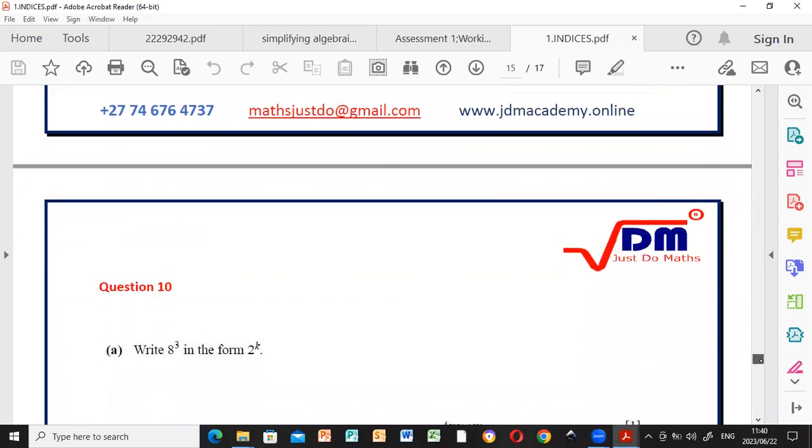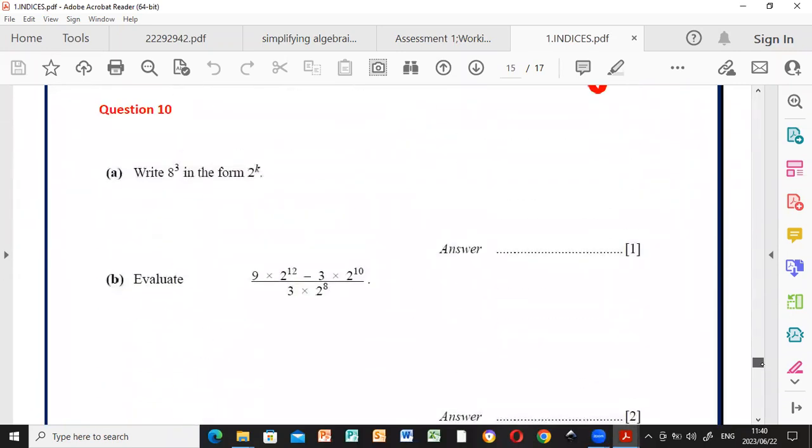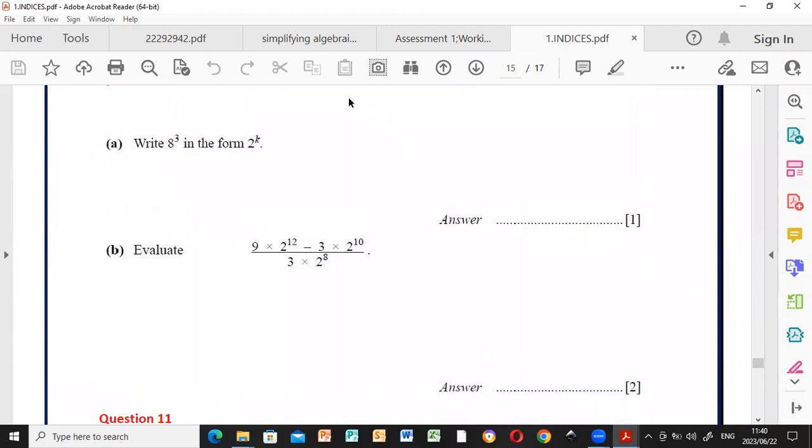So that's it. The next question, question number 10, says write 8 to the power of 3 in the form 2 to the power of k. Remember, 8 to the power of 3. 8 itself is the same as 2 to the power of 3, and that's raised to the power of 3 that was already there. So this is the same as 2 to the power of 9. So in the form 2 to the power of k, it is 2 to the power of 9.